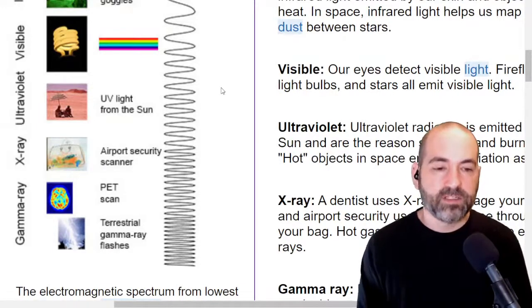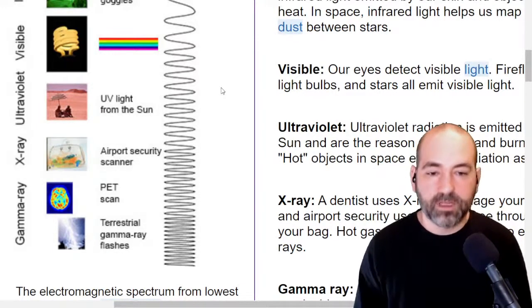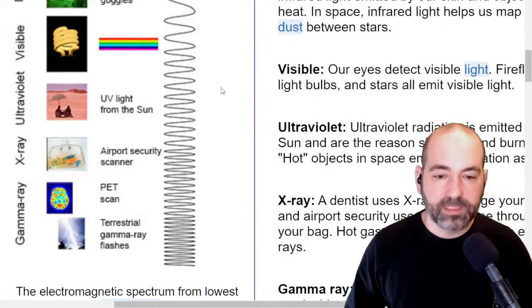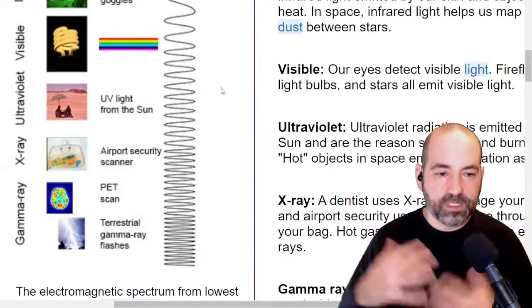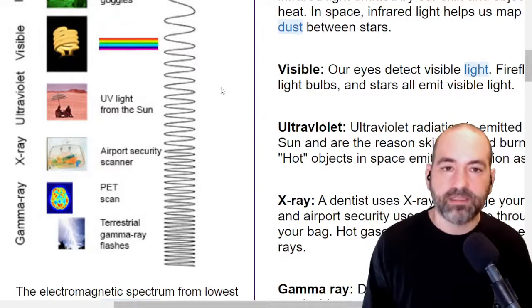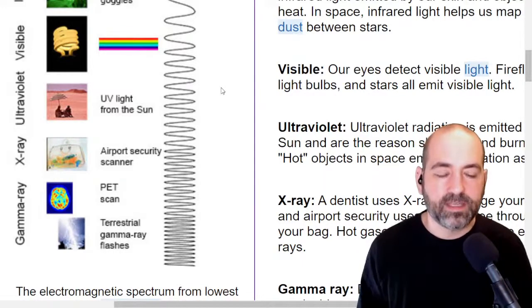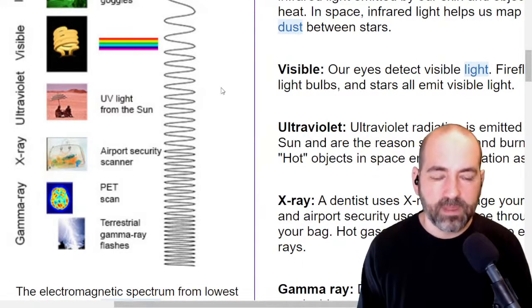It can knock electrons off, which can mess with your DNA and ultimately cause cancer. So that's why we protect ourselves from those higher energy lights. When you get an X-ray, they shield you with lead so that the rest of your body isn't getting exposed to the X-rays.